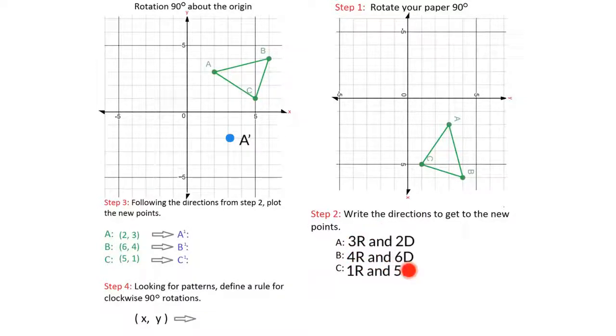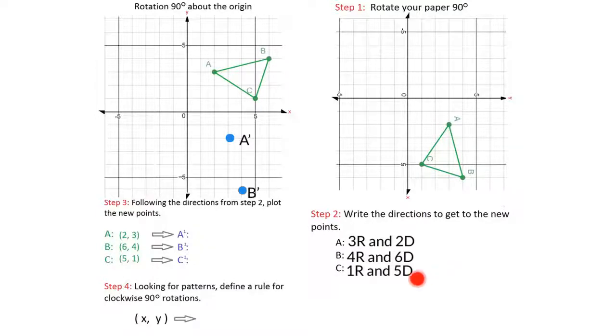and we know it traveled 4 to the right and 6 down. So let's go ahead and count that out. 4 to the right, 1, 2, 3, 4, and 6 down, 1, 2, 3, 4, 5, 6. So B prime should land here. So let's go ahead and plot that. So here we have B prime, and let's label it B prime.